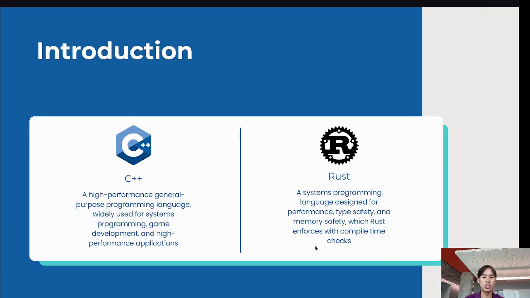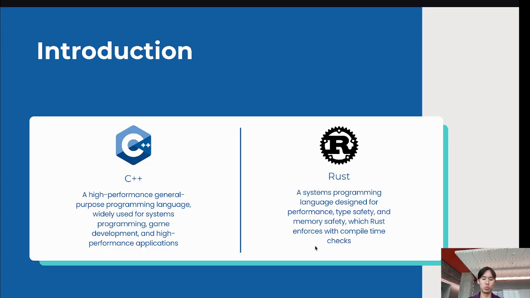So first off, just an introduction to what C++ and Rust are. Both of them are programming languages, and both of them are meant for systems. C++ is a high-performance general-purpose programming language widely used for systems programming, game development, and also high-performance applications. We'll be focusing mainly on the high-performance applications and systems programming, to be honest. And then Rust is another systems programming language designed for performance, type safety, and memory safety, which Rust enforces with compile time checks.